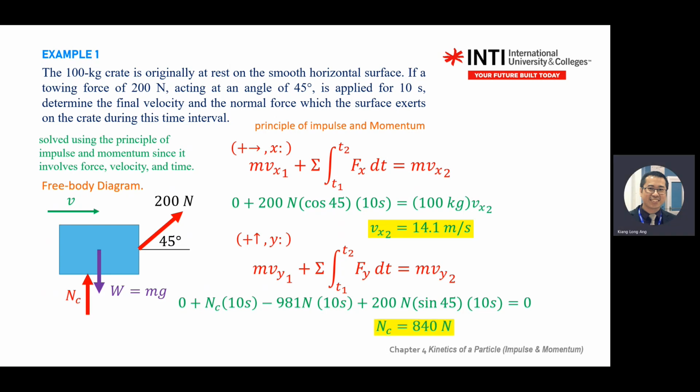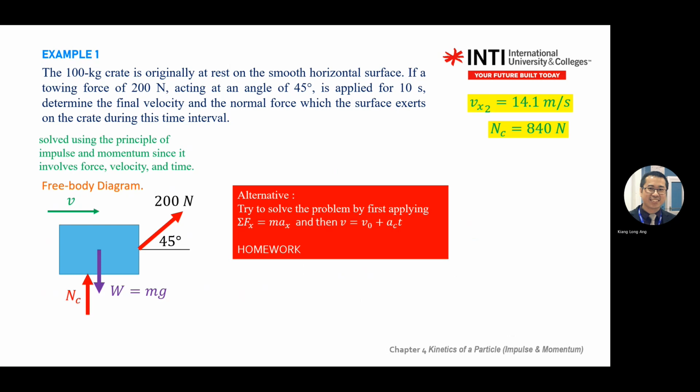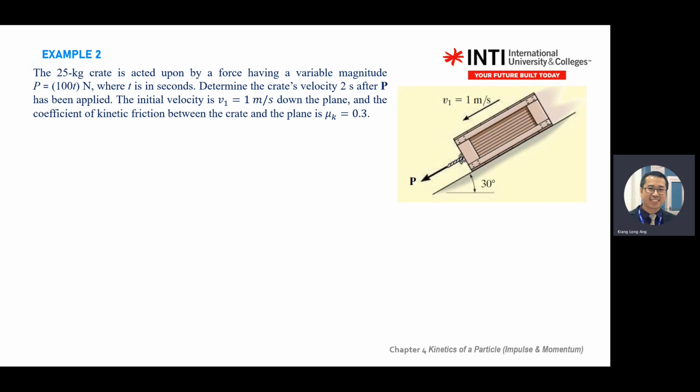So you get your NC and you solve for example 1 of it. You can also solve it using chapter 2, F equal to ma. Then you use one of the motion equations, V equal to V naught plus at, because in this case acceleration is constant. So you can prove you still get Vx2 equal to 14.1 and NC equal to 800 something. You still get the same answer. Okay, let's try example 2.